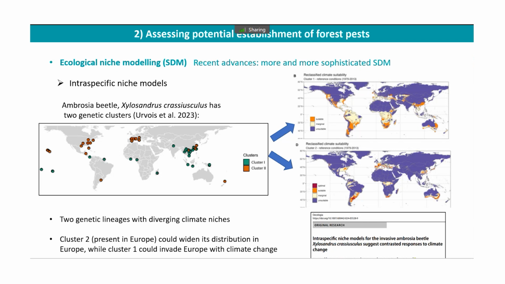And when they applied some climate change scenarios, they could find that cluster 2, which is present in Europe, could widen its distribution, while cluster 1, which is not currently present because the climate is not so suitable, could invade Europe with climate change. And then we can combine the overlap with the different models to have a good assessment of the potential establishment at the level of species.